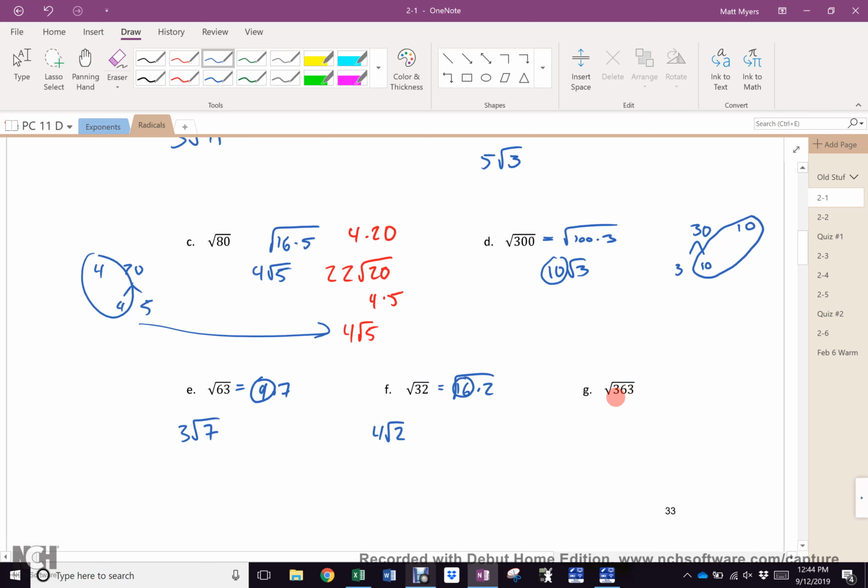Why is 363 a big pain? Because it's a big number. So I'm going to break it down. What number do you know divides into that? 3. 3 and 121. Why can I stop there? Because 121 is 11. Is everybody good? It's easy peasy lemon squeezy, right? You all knew this in grade 10.